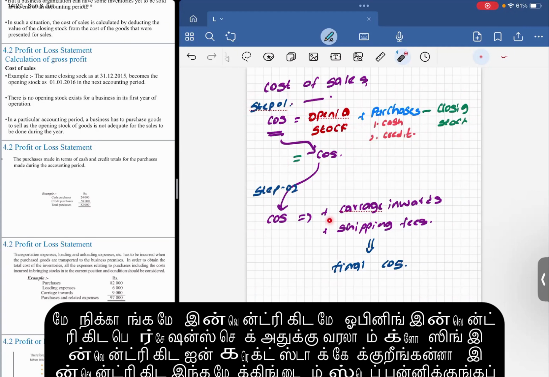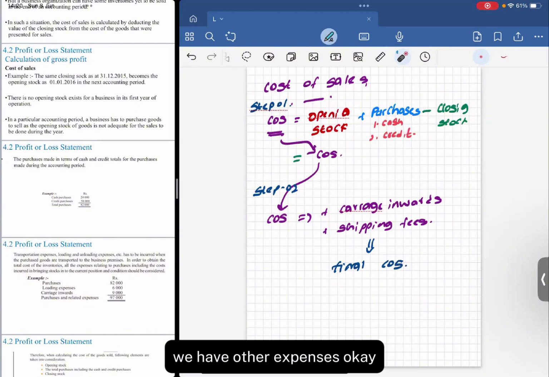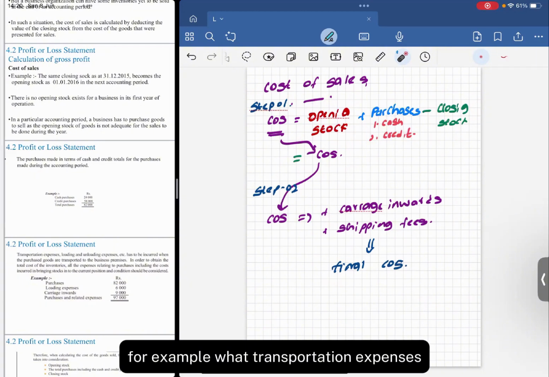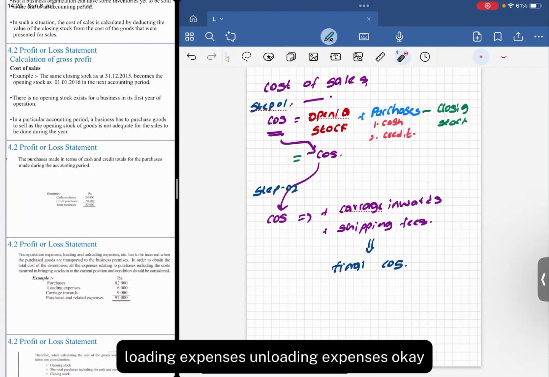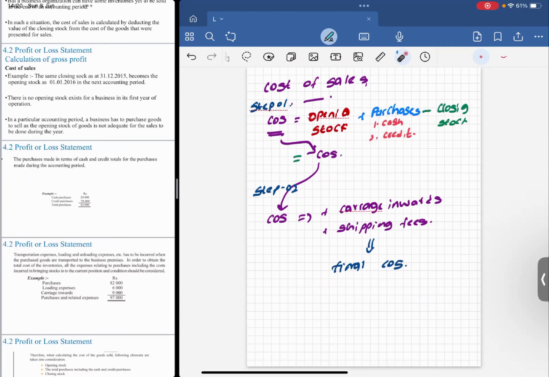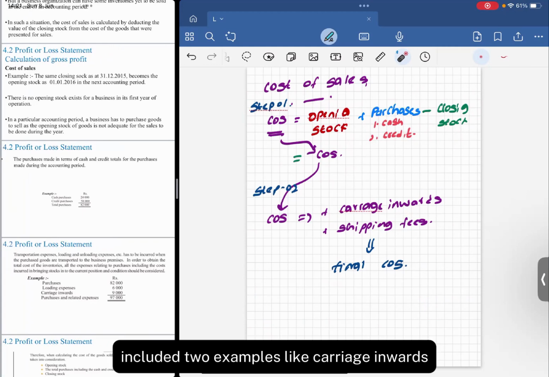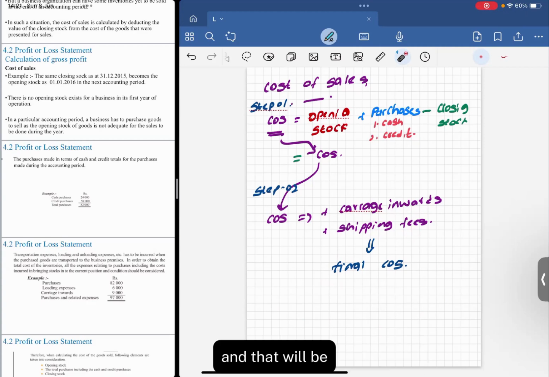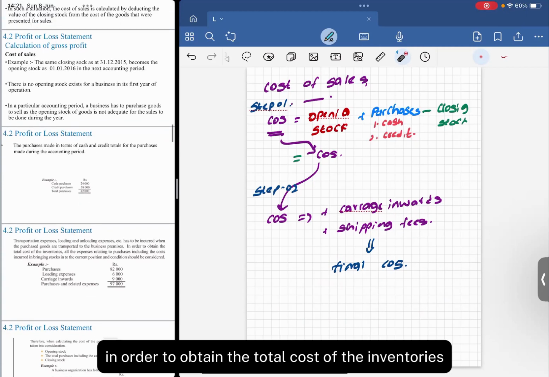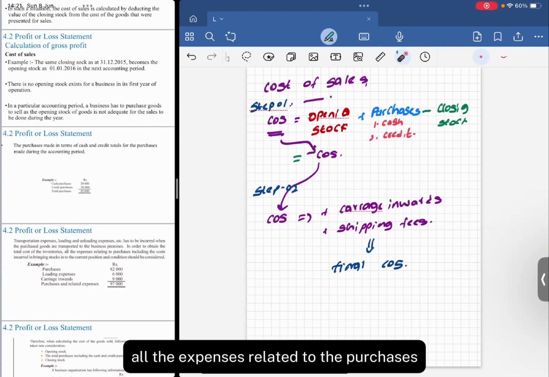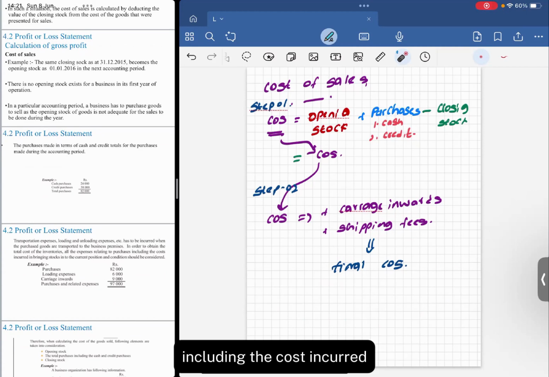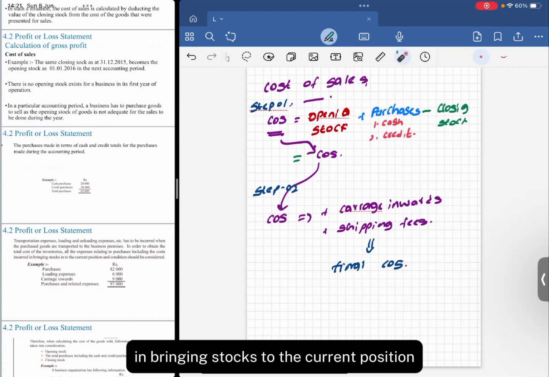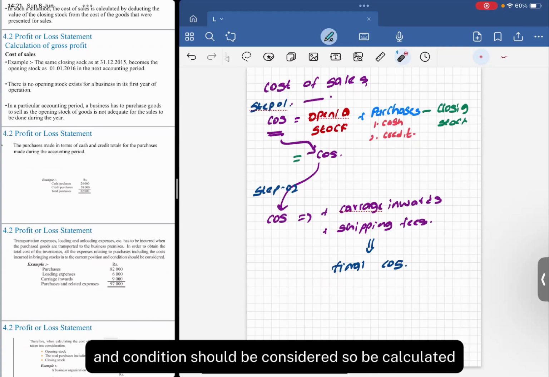Right? In addition, we have other expenses. For example, transportation expenses, loading expenses, unloading expenses. Here I included 2 examples: carriage inwards and shipping fees. These have to be added in order to obtain the total cost of the inventories, all the expenses related to the purchases, including the cost incurred in bringing stocks to the current position and condition. So we calculated it.